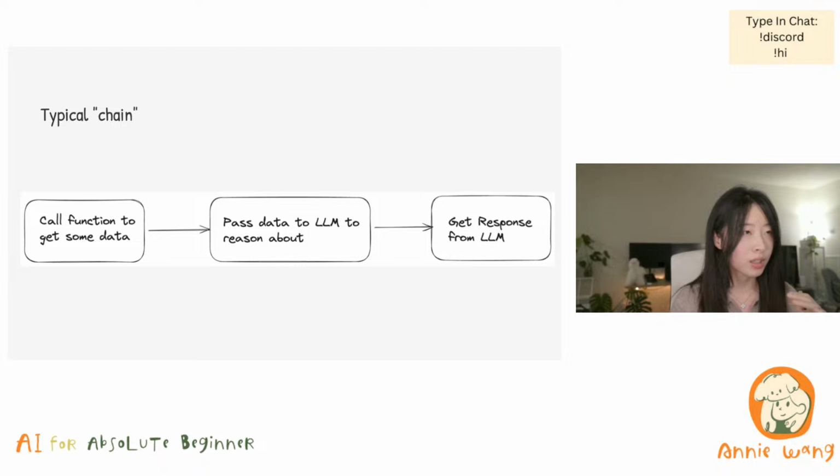So this is a typical flow with a typical LLM: you call a function to get some data, and then you pass it to the LLM to reason about and get a response from the LLM. What does that mean? I'm going to show you from code.